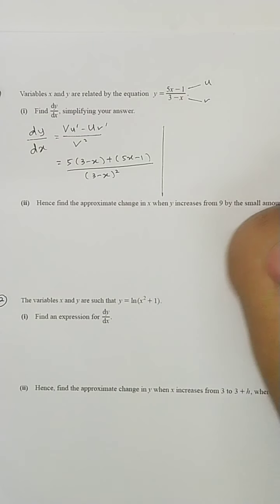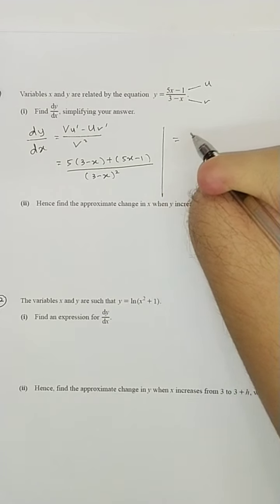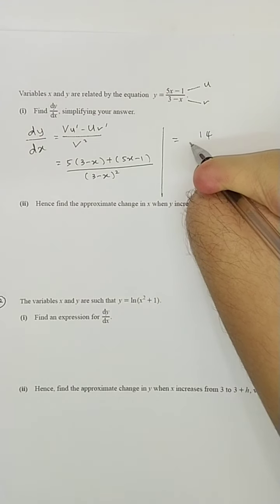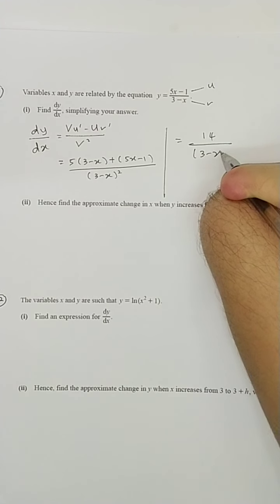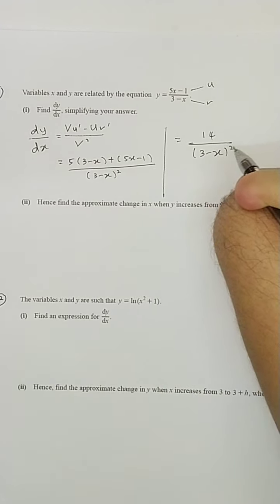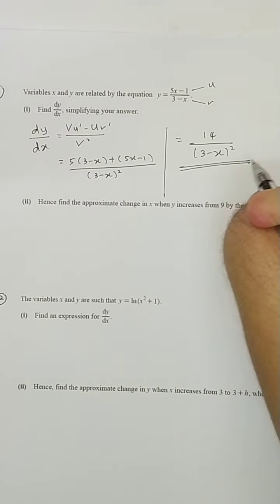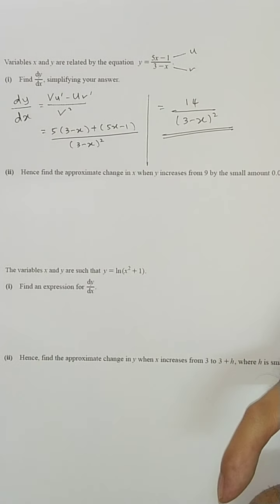Simplify the answer. When we open the bracket and simplify everything, the final answer we will get is 14 over 3 minus x squared. So this is our dy over dx. Now, next, this is the thing that we want to highlight.